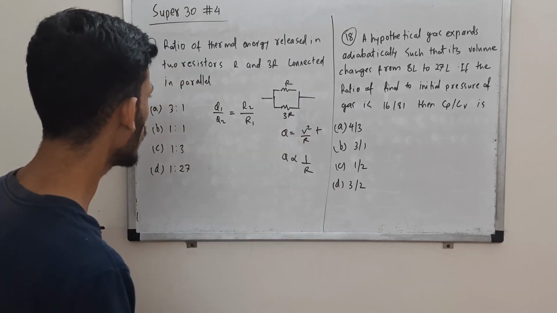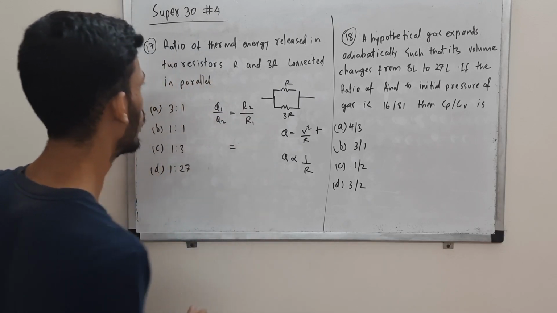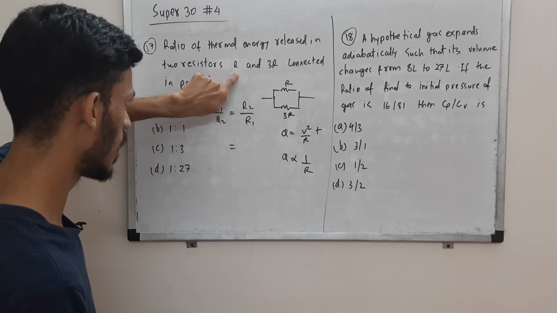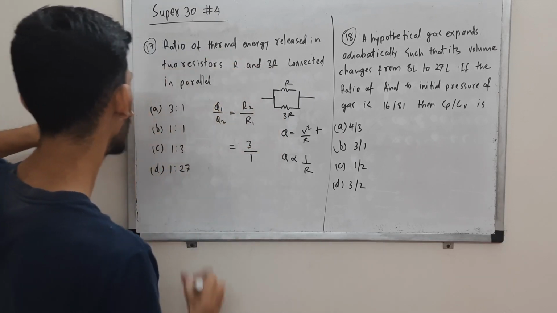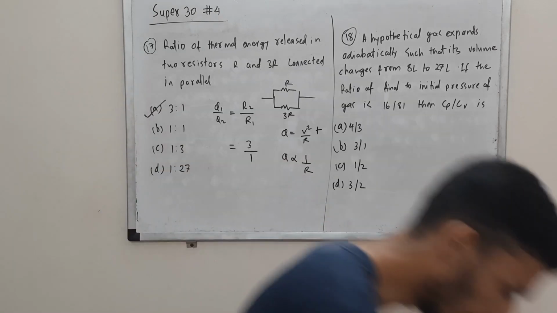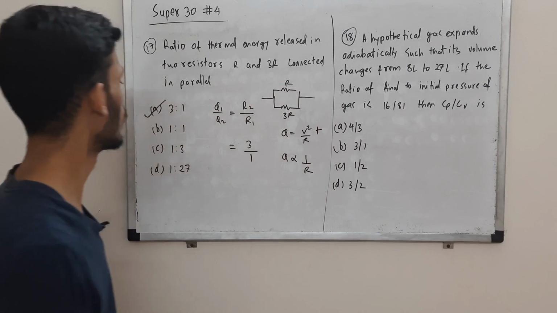So basically I will do this question first. R2 by R1: R2 is 3R and this is R1. So R2 is 3 and this is 1. So 3 is to 1, option A. Option A is the correct choice over here.